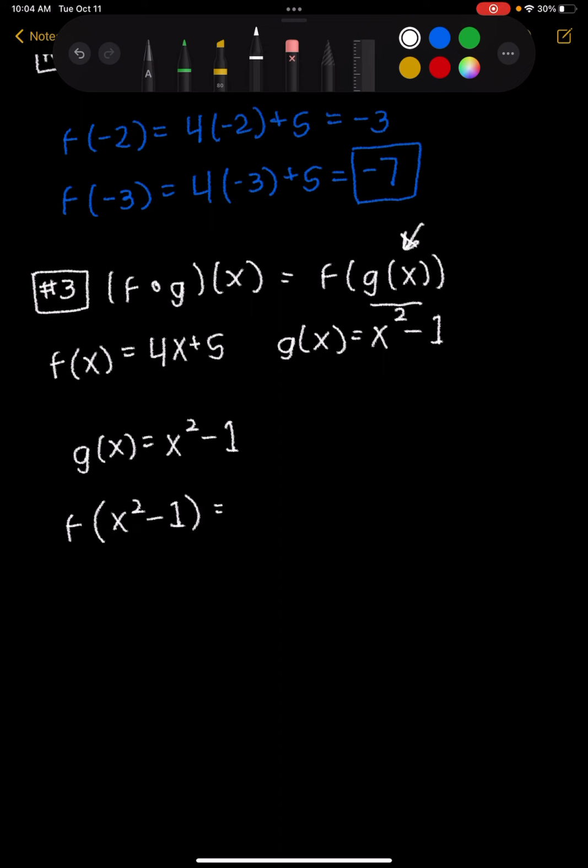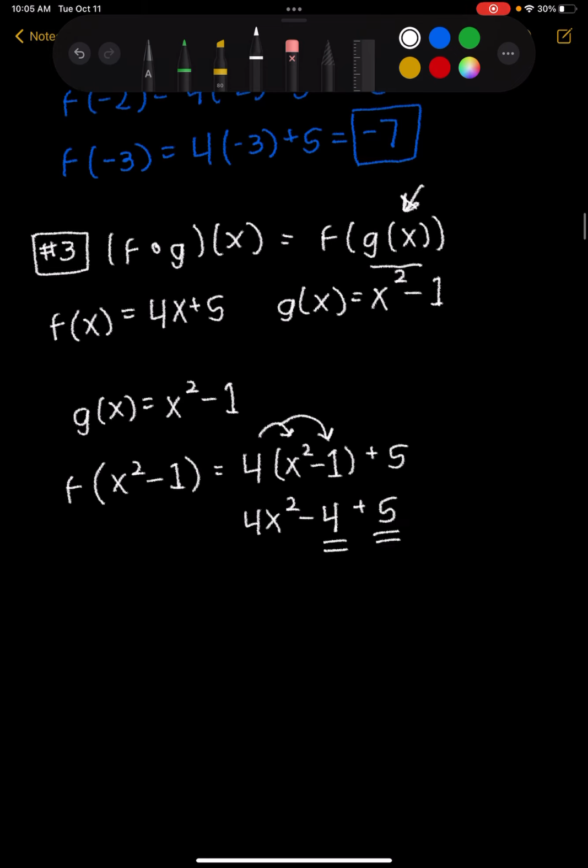And so what that tells me is that I'm going to replace the x in my f equation with x squared minus 1. So I'm going to rewrite my f equation, but instead of putting x there, I'm going to put x squared minus 1. And then all I have to do from there is simplify. So to simplify, I'm going to distribute the 4, and I get 4x squared minus 4, and then a plus 5. And then I'm going to combine like terms, which are the negative 4 and the 5, because they both don't have x's on them. So I'd get 4x squared plus 1, and that's my final answer.